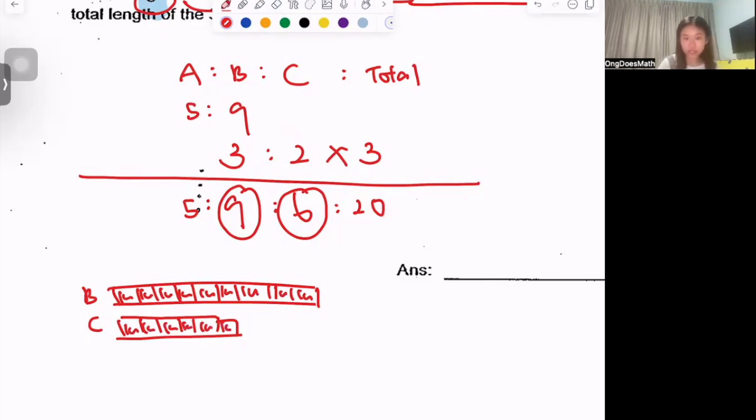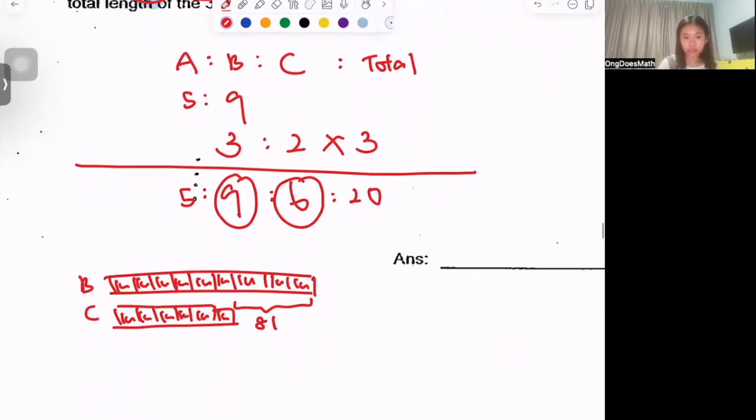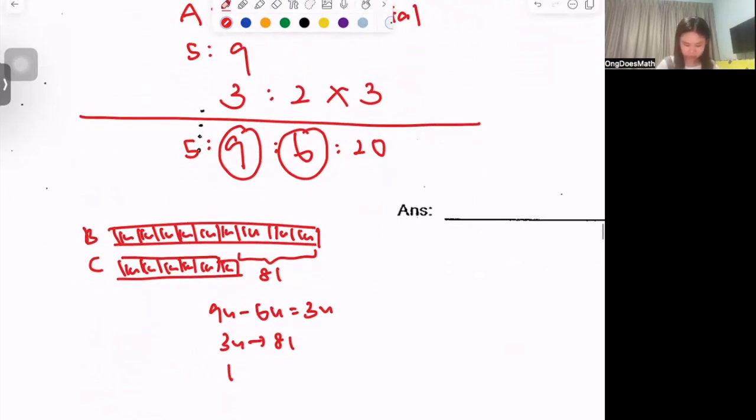C is 6 units, and they tell you that B is 81 cm longer than C. So here will be 81. Which means how many units is 81? 3 units, right? You just have to take 9 units minus 6 units, which is 3 units. And this 3 units belongs to 81, which means 1 unit belongs to what divided by what? Good. 81 divided by 3, which will give you 27.